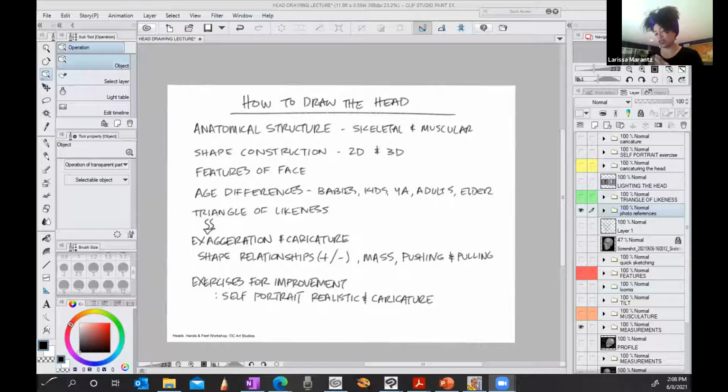Now, this is a workshop. This is not a class where you're going to be turning in work. We won't be looking at it, but we're going to ask something really fun of you, and hopefully you can do that too. That's a self-portrait: a realistic version of you, and a caricature of yourself. Okay, so that's what today is going to be about.